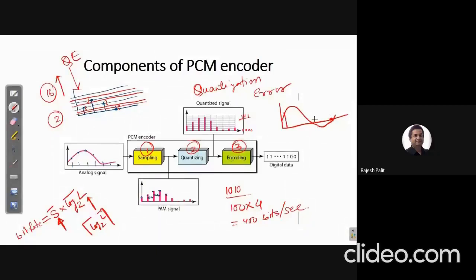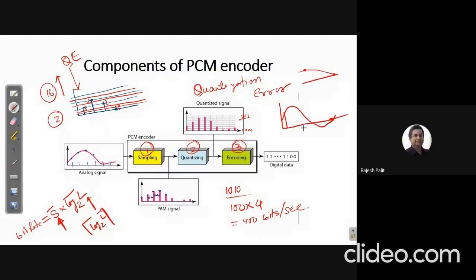So, will you be able to capture the properties of this signal? No, sir. Because there will be only 2 points. One point is here, another point is here. So when you do the filtering, it will give you something like this, right? So you will fail to detect the nature of the voice, right?